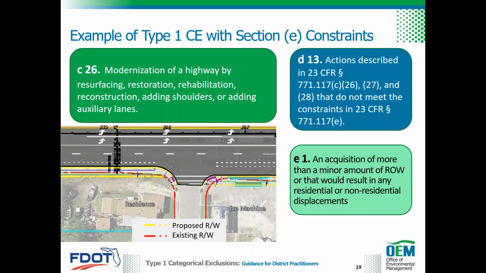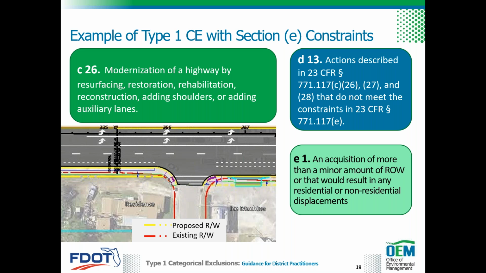This slide here presents an example of a project that could have been a C-List 26 action, but it ended up being identified as a D13 action due to potential relocations. The project consists of milling, resurfacing, adding directional medians, minor drainage, lighting, and also sidewalks. So you would think it would be a C26 action. However, minor right-of-way acquisition impacts an ice machine business and brings the roadway closer to a residence, as depicted by this yellow proposed right-of-way line here in the image.